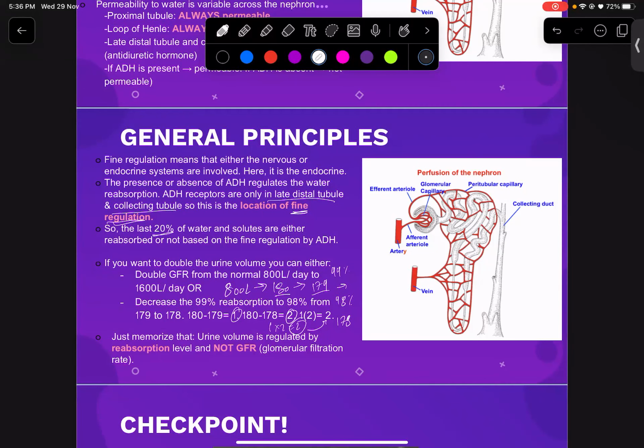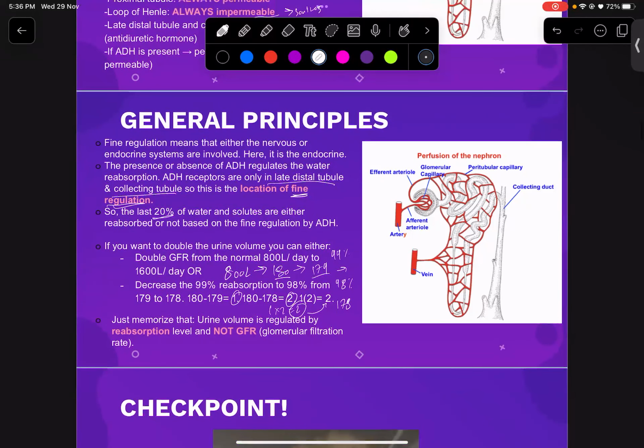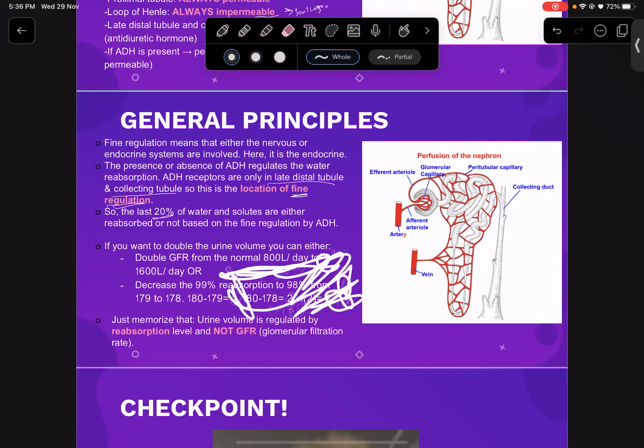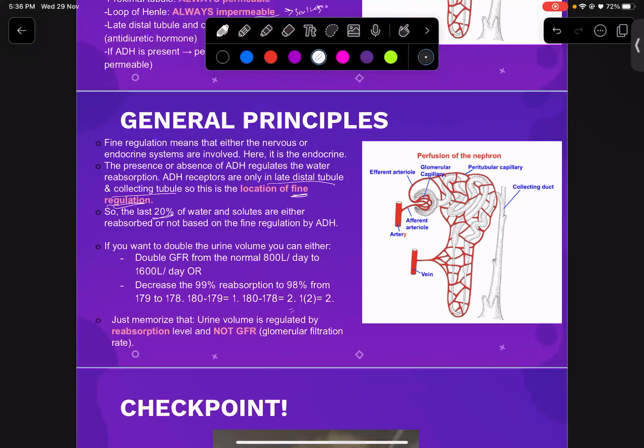Okay, yeah, sure. So basically, if you want to double the urine volume, the kidney can do it in one of two ways, okay? The first way is to simply double the GFR, which is the glomerular filtration rate. Glomerular filtration rate is basically everything that is being filtered through the Bowman's capsule and entering the tubules, okay? Once this GFR is in the tubule, it's basically going to be reabsorbed.